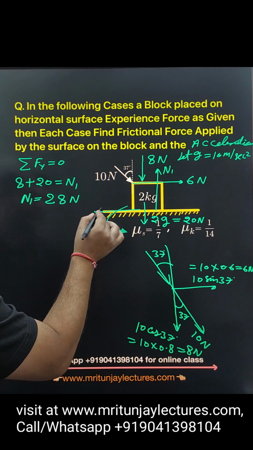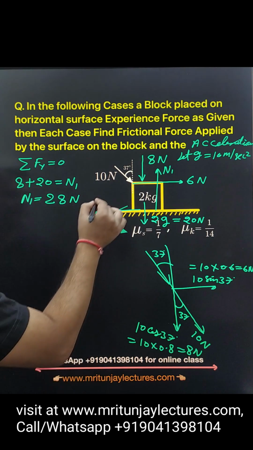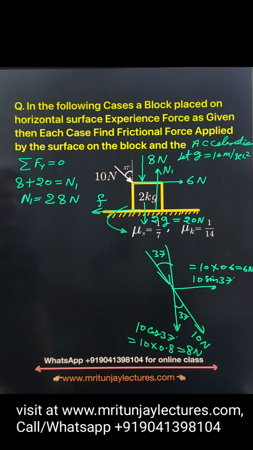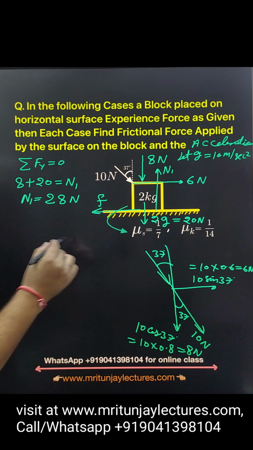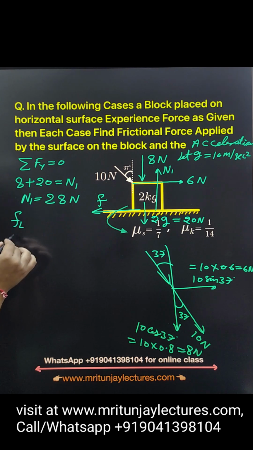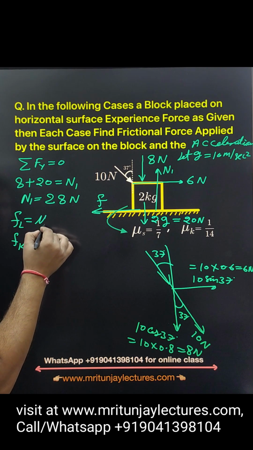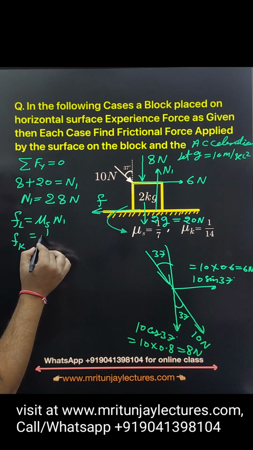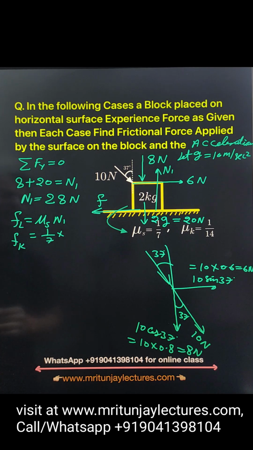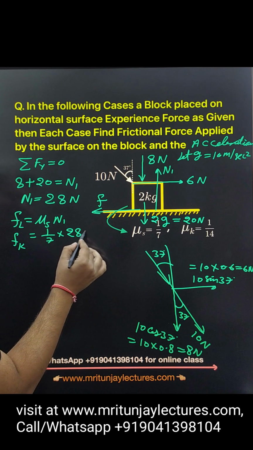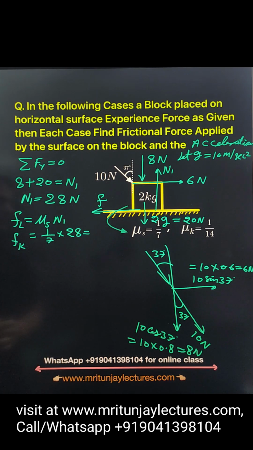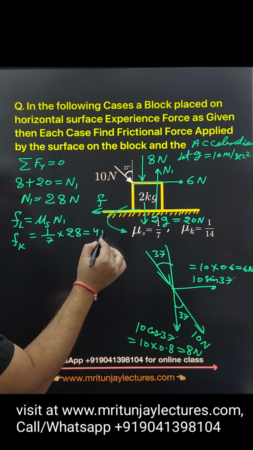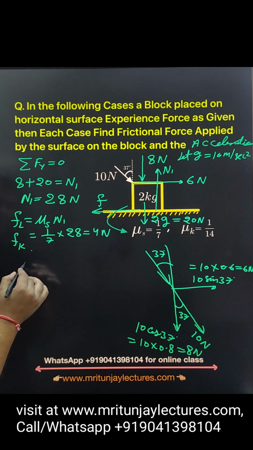Now the frictional force develops in this direction, F. Since N1 is 28, first of all determine the limiting friction value and the kinetic friction value. Limiting friction means mu s into N1. Mu s is 1 by 7 and N1 is 28, so that is 4 Newton.